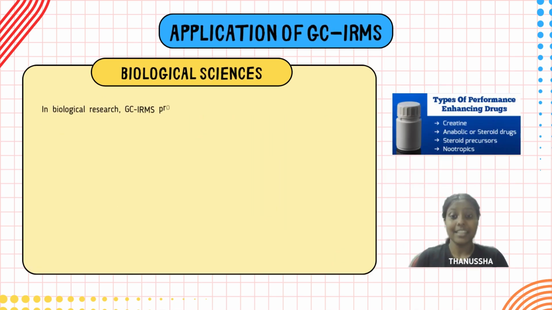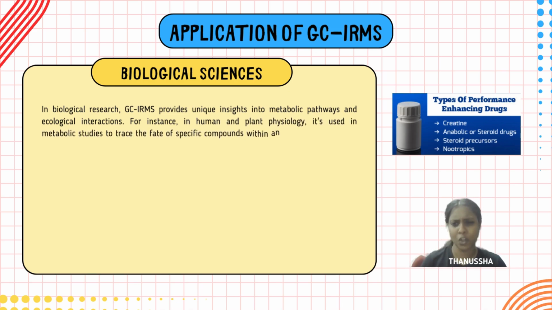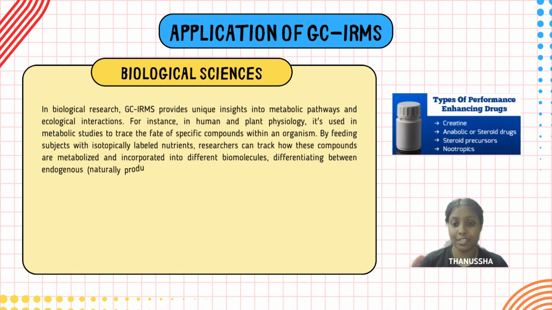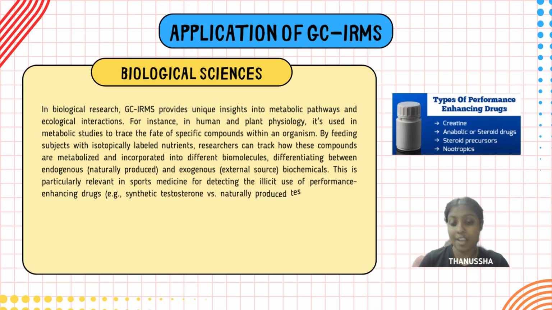In biological research, GC-IRMS provides unique insights into metabolic pathways and ecological interactions. For instance, in human and plant physiology, it's used in metabolic studies to trace the fate of specific compounds within an organism. By feeding subjects with isotopically labeled nutrients, researchers can track how these compounds are metabolized and incorporated into different biomolecules, differentiating between endogenous and exogenous biochemicals. This is particularly relevant in sports medicine for detecting the illicit use of performance-enhancing drugs such as synthetic testosterone versus naturally produced testosterone, or in toxicology.